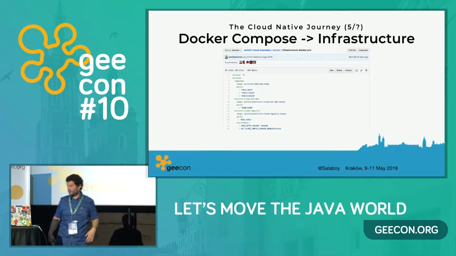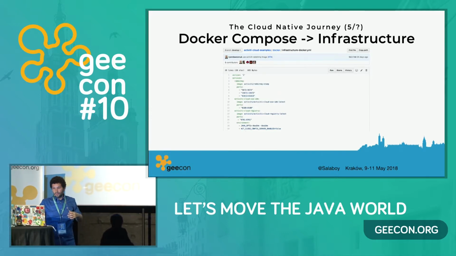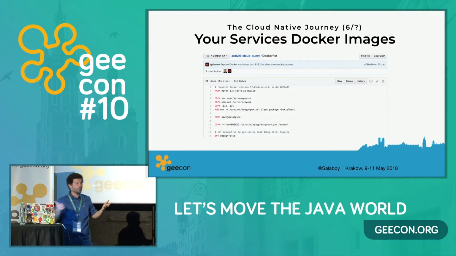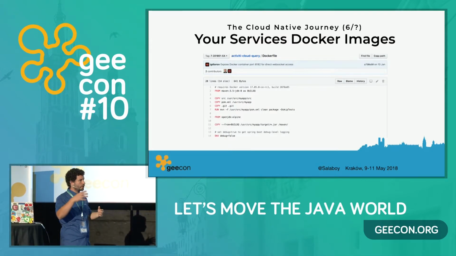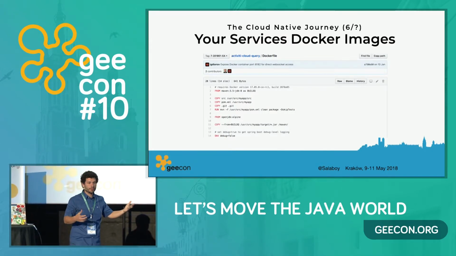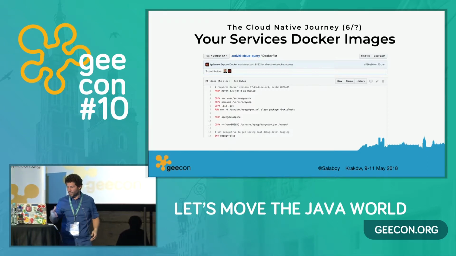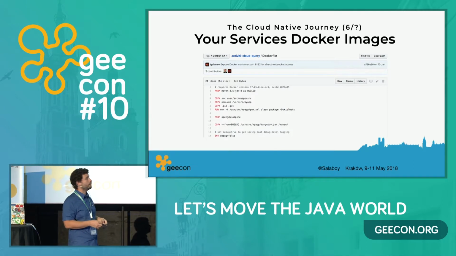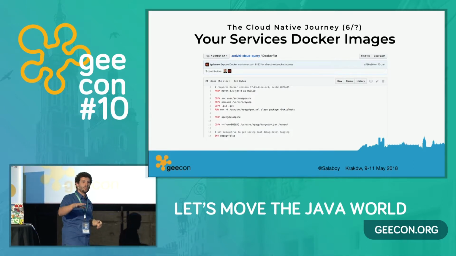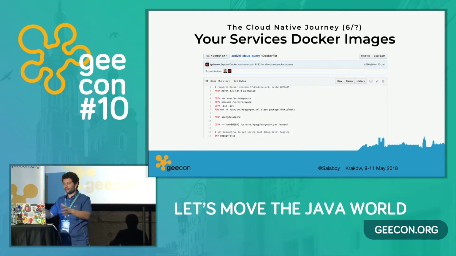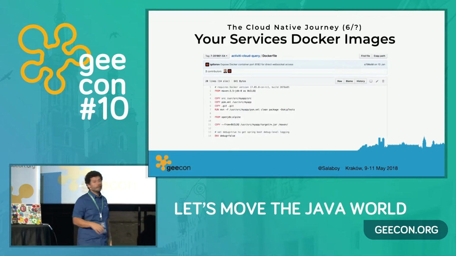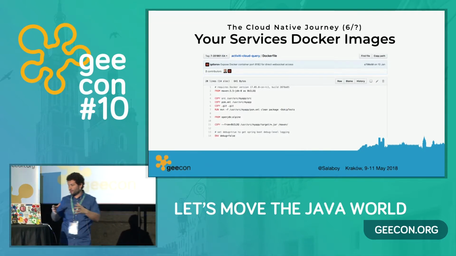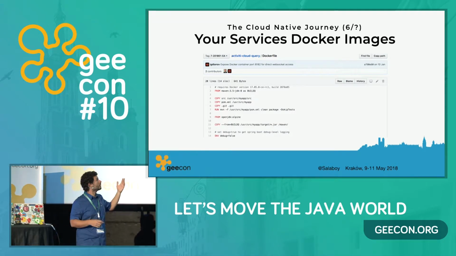Okay, good stuff. So the next step is, now you have a Docker Compose with your infrastructure, then you have your services. But then you probably need to have a Docker image built from your service itself, because there might be some other teams that want to have your service running in their infrastructure or their environment. So you basically try to wrap up your Spring Boot applications inside a Docker container.